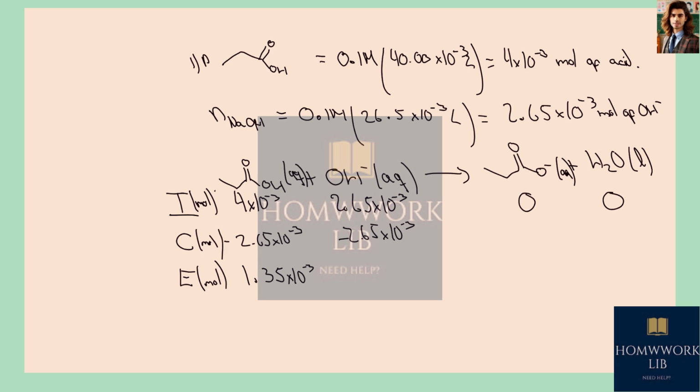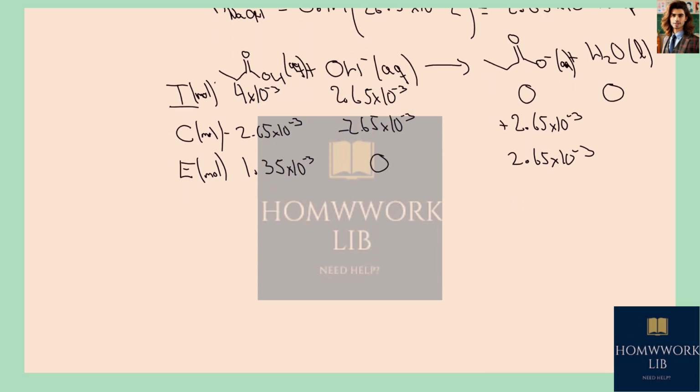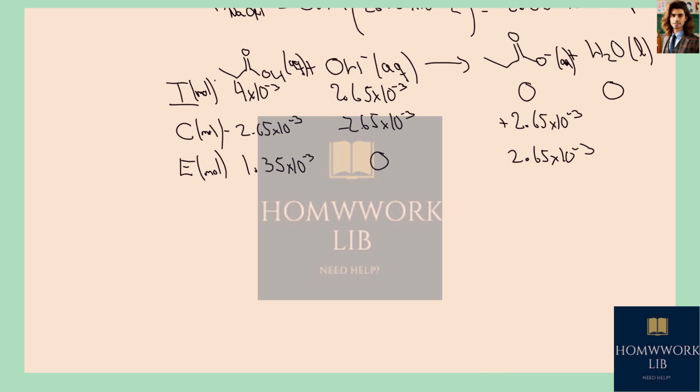Here we have a one-to-one relationship between the OH and the propanoic acid that reacted. So the change in this case is going to be the same, with a plus. And at equilibrium, we end up with 2.65 times 10 to the minus 3. And we are going to assume that all of the OH reacted, so we're going to end up with an amount of 0.